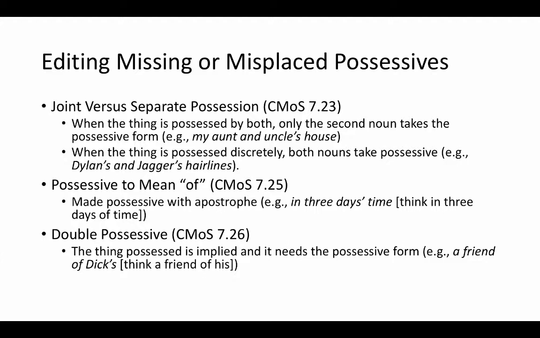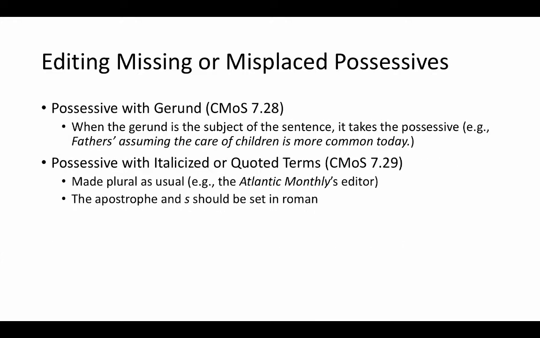When the thing possessed is implied, it needs the possessive form. A friend of Dick's. Think a friend of his. Remember, a gerund is a verb taking the form of a noun or the function of a noun. So when the gerund is the subject of the sentence, it takes the possessive. For example, fathers' assuming the care of children is more common today. It would be a common mistake to not include that apostrophe after fathers.